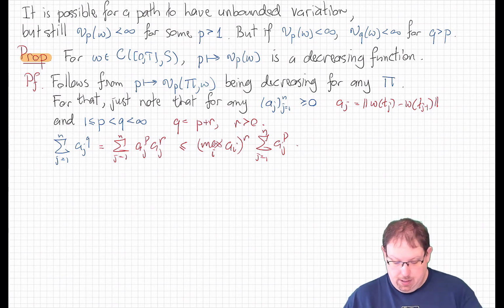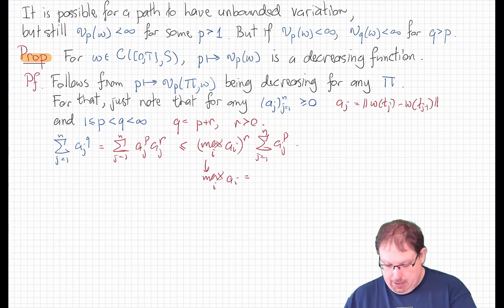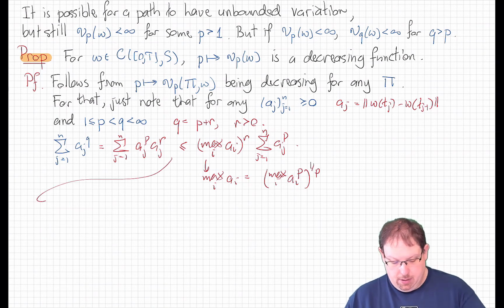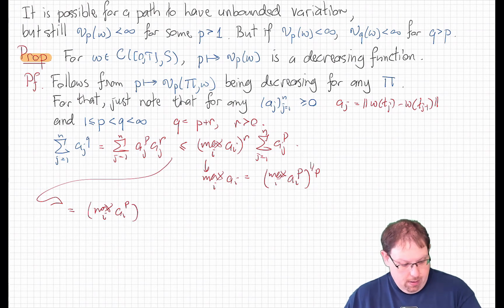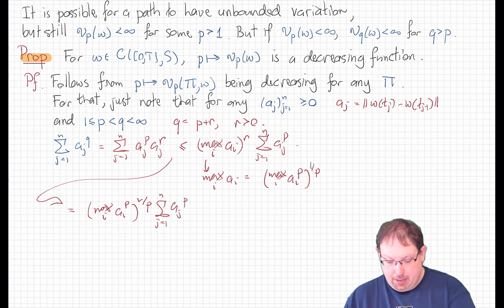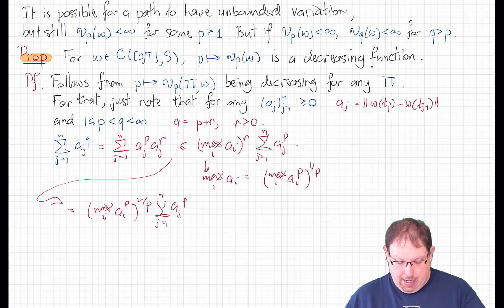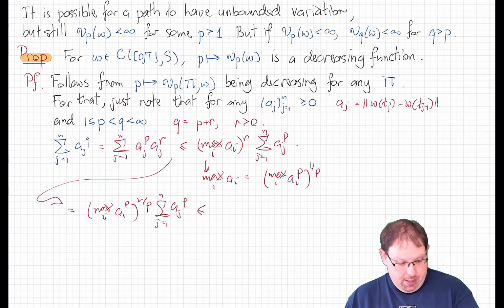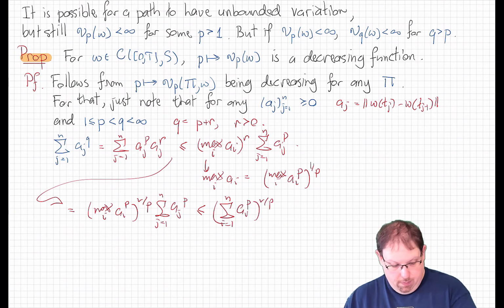Now I want to get everything in terms of p here, and I'll just note that the maximum of the ai, which are positive numbers, is the same as the maximum of ai to the p, all to the power 1 over p. And using that, we have that this is equal to the maximum over i of ai to the p, all to the r over p, times the sum of aj to the p. And now we'll make the blunt estimate that the largest term of all of these ai to the p is less than or equal to the sum of all of them, since they're positive. And so we have that this is less than or equal to the sum over all i of ai to the p, all to the power r over p, times the sum over all j of aj to the p.